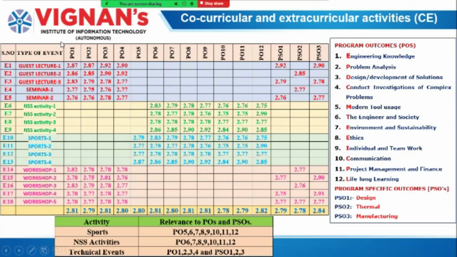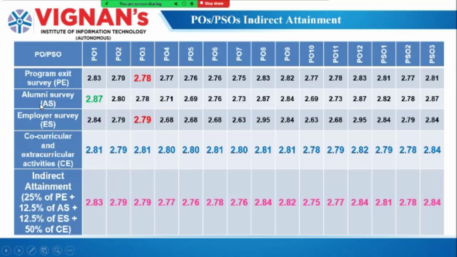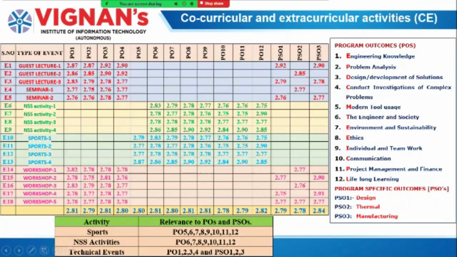Similarly, for guest lecture also, you have to follow like this. To conduct any NSS activities, you have to take survey on PO 6 to PO 12. Similarly, for sports, you have to take survey from PO 5 to PO 12. Then you have to take the average of all POs. Then you will get the one value.